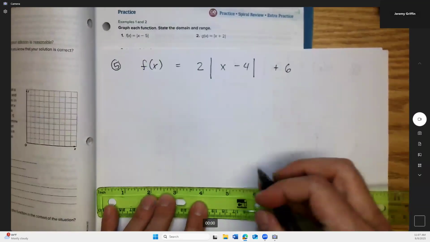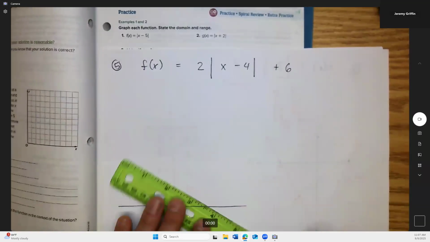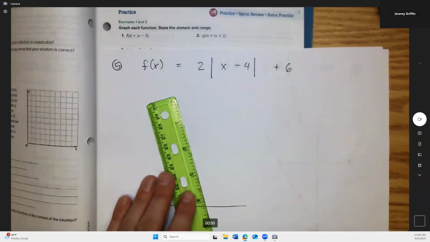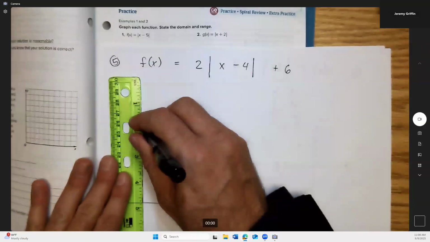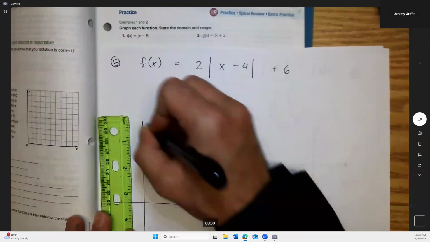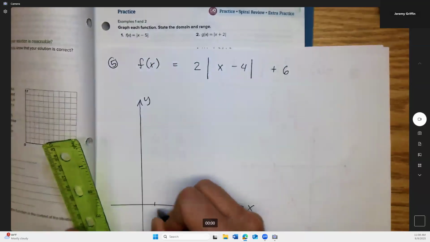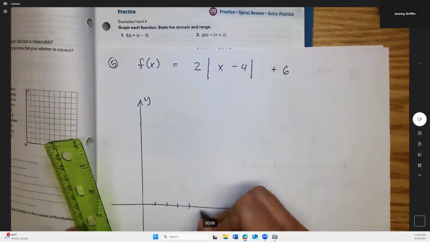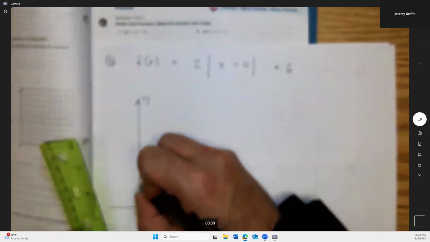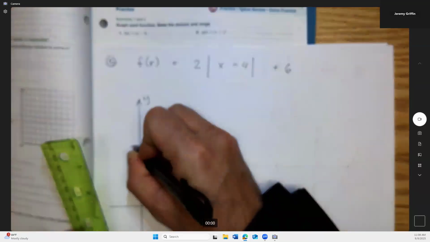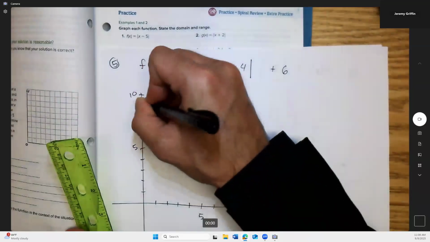Right, let's go big on quadrant 2 on this one. Or no, that's not right. Quadrant 1. I'm being silly. So x, y. They do go way up here.